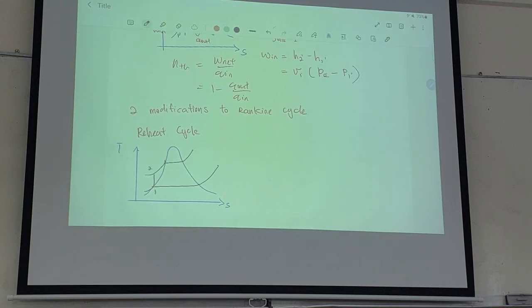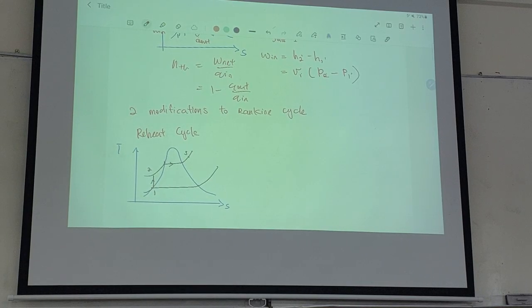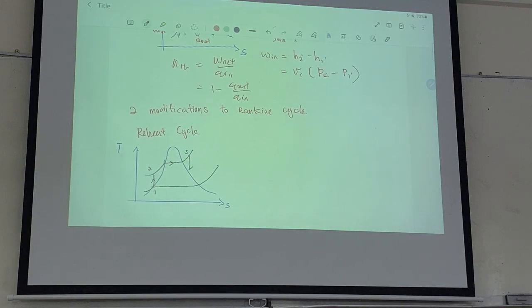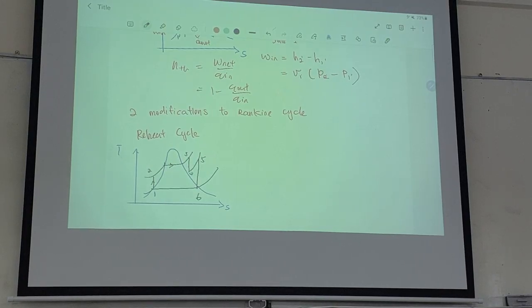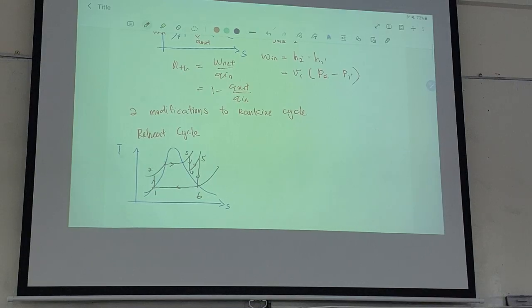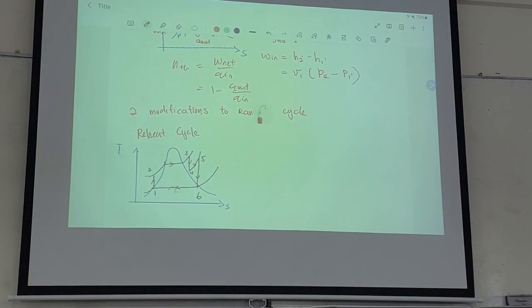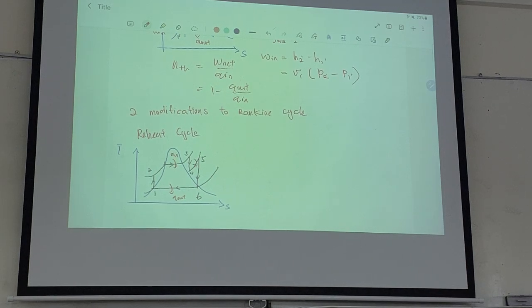So 1 to 2 to 3. So at 3, it goes over here, and we come down here. So we get 4, 5, 6. And so here, same thing, Q out, Q in, but you have another Q in here. You have 2 workouts. So you need to remember you have 2 workouts, 2 Q in.